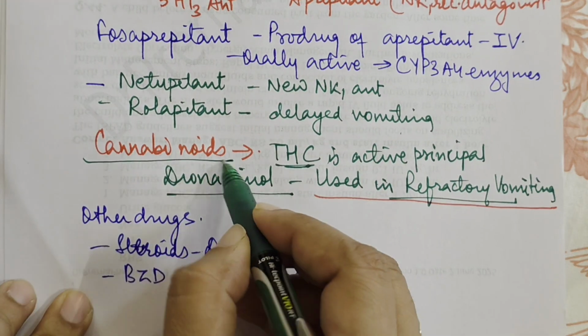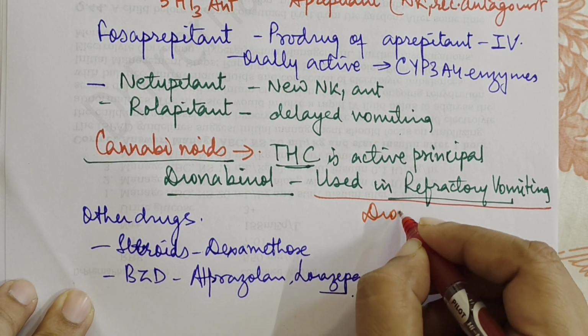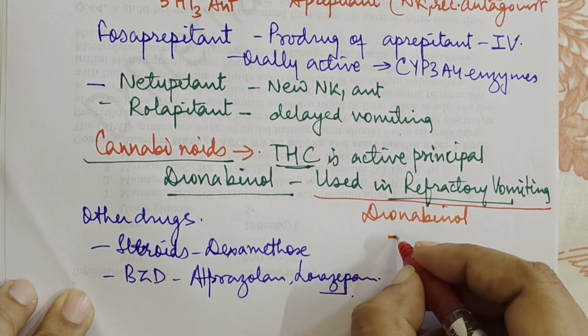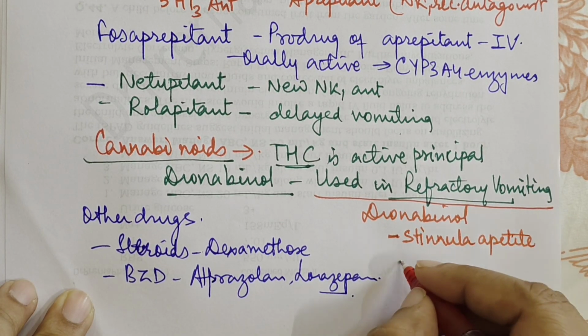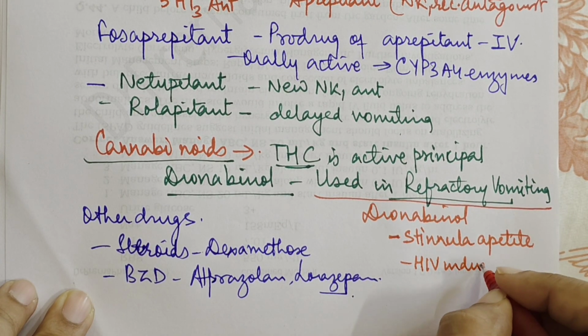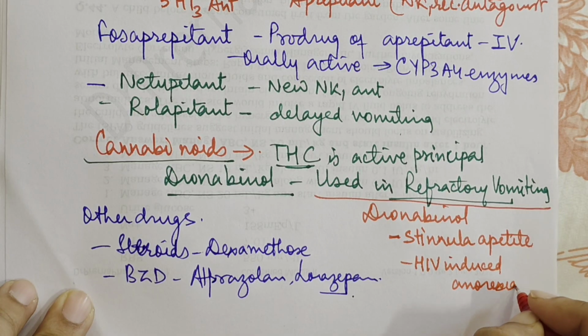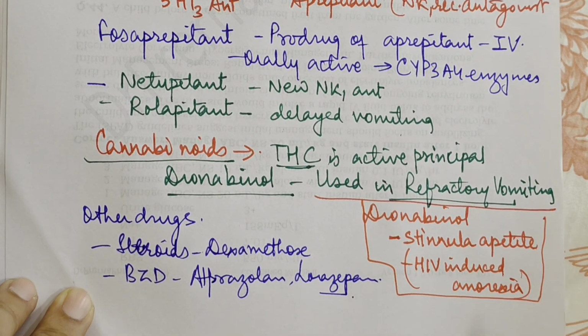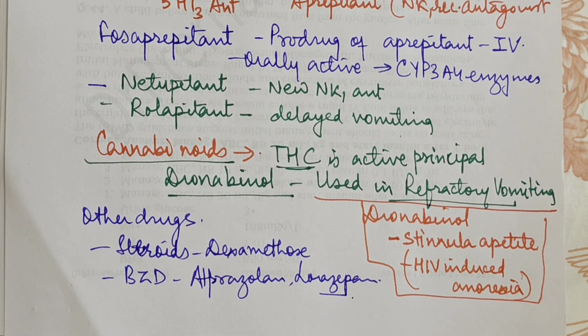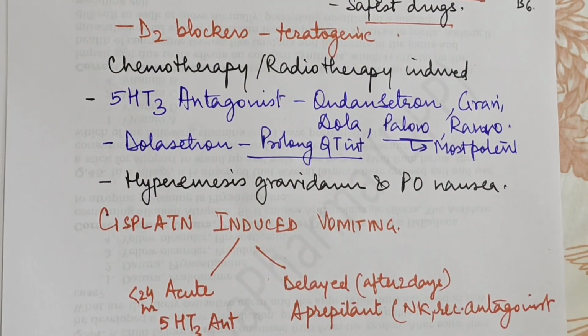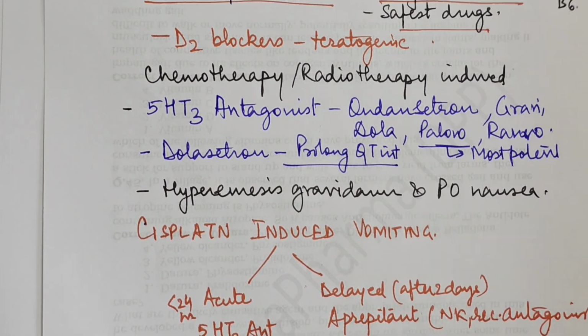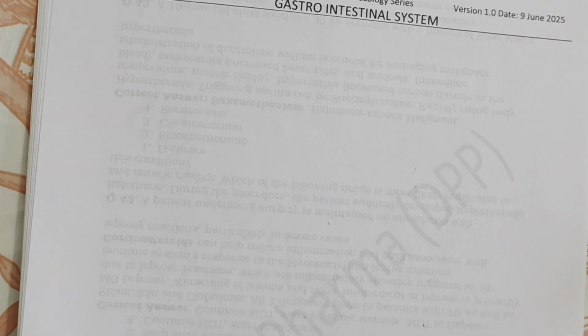Another important thing about cannabinoids: dronabinol is also known to stimulate appetite. So it is used in HIV-induced anorexia. Okay, so please remember this point about dronabinol, that it is a cannabinoid and it is used to stimulate the appetite also. So these are the drugs which we have studied, which are playing a role in vomiting, right?